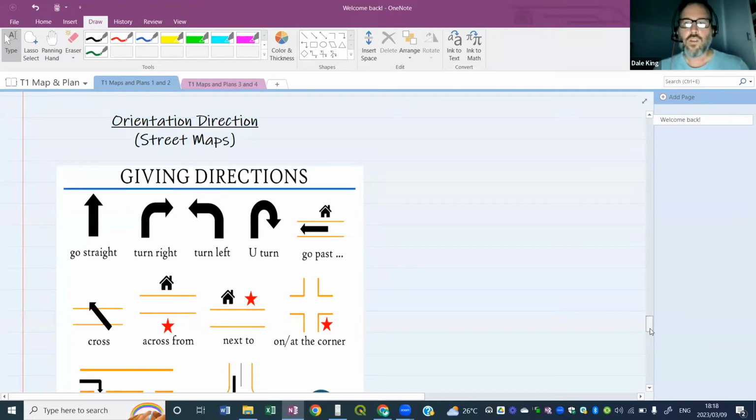You can say cross, which means you're going to cross the road, go over the road to the other side, from one side of the road to the other, or one side of the path to the other. You can say across from, so you can say your destination, which is the red star, is across the road from this specific building. You can say your destination is next to a specific place. You could say your destination is on or at the corner of two streets. Or you can say when you get to the intersection, your destination is on the corner of the intersection. So you can use the words on or at the corner.